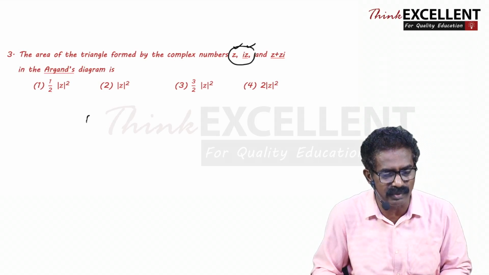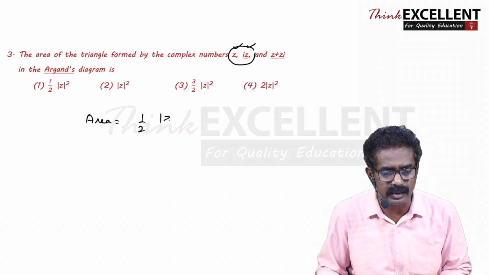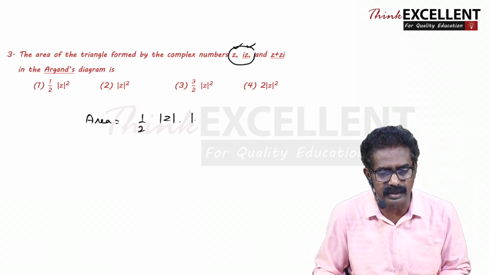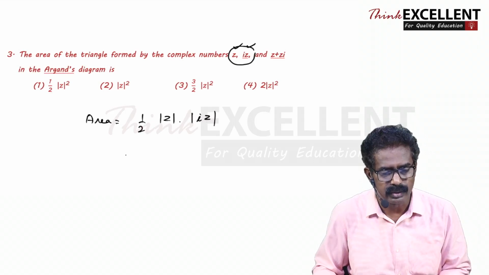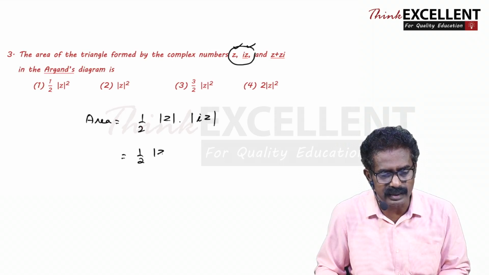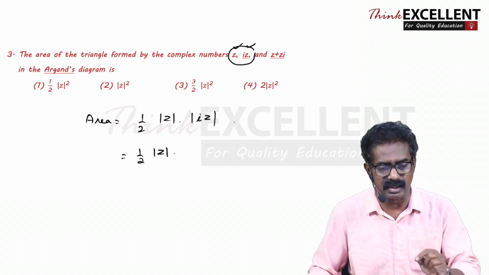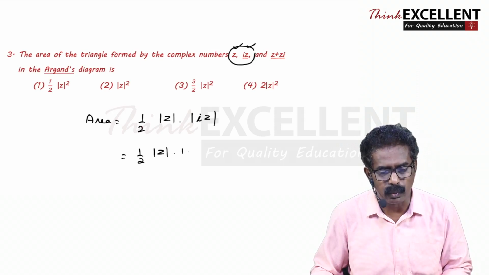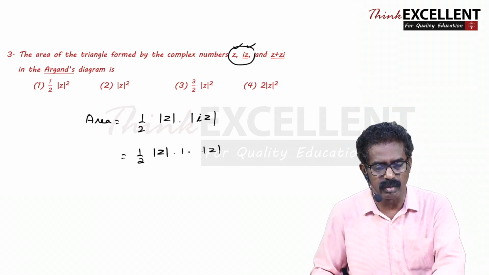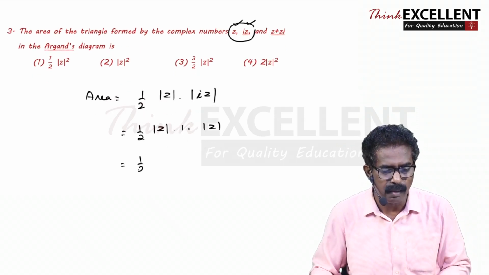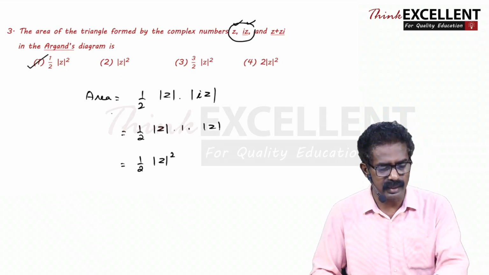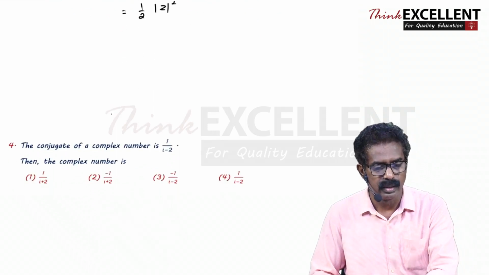So we want to find the area. Area is equal to half into base into height. You take modulus Z as base and iZ as height, right? So half into modulus Z into modulus i into modulus Z. Modulus i is 1, so 1 into modulus Z. So your final answer is half into modulus Z into modulus Z, which is half modulus Z square. Okay, so the third option is the correct one.